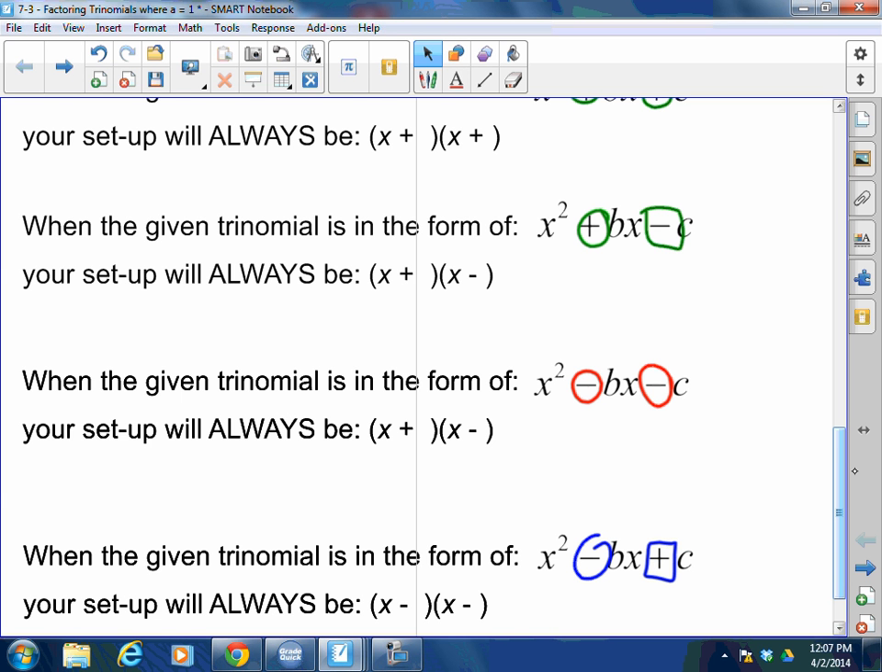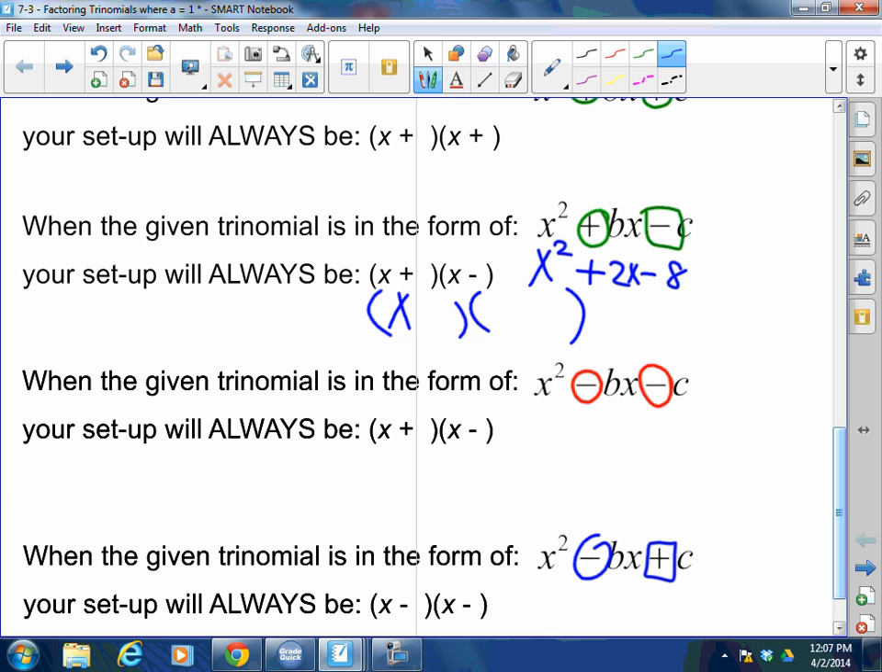For example, if you have x squared plus 2x minus 8, that's going to be an x plus 4 and an x minus 2. Because 4 times negative 2 is negative 8, and 4 minus 2 is positive 2. And then I can have it over here like this.